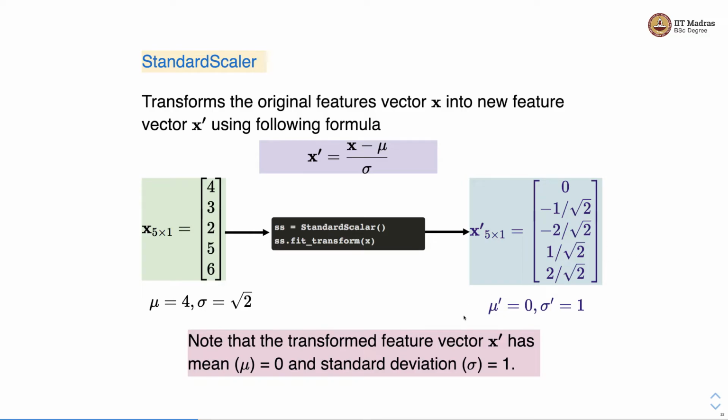Note that in case of the transformed feature vector, we have mean 0 and standard deviation of 1. So we convert the feature column with mean of 4 and standard deviation of square root of 2 to mean 0 and standard deviation 1. This is what StandardScaler does to each feature column.